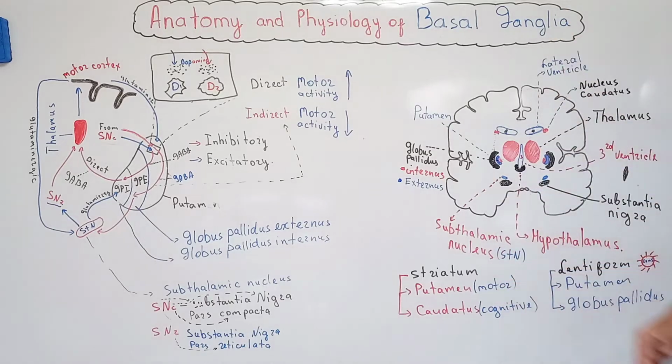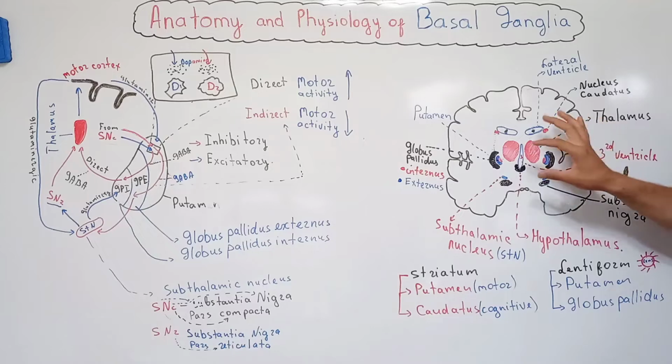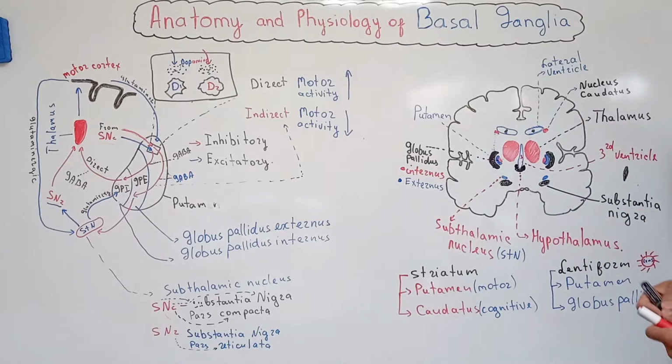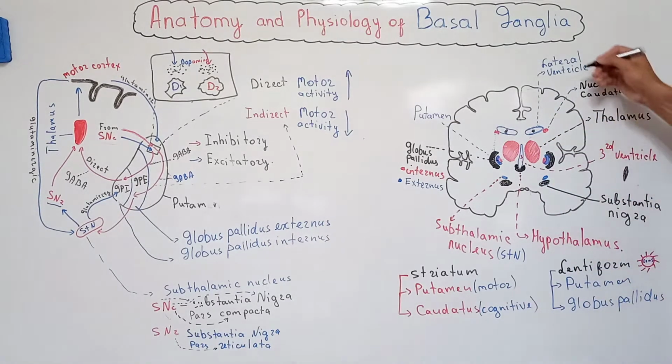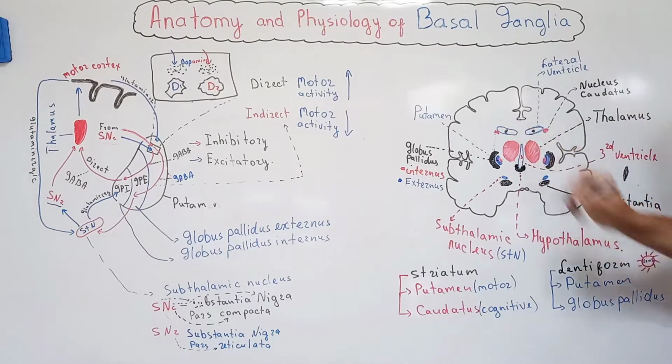That's a gross section of the cerebrum, and the main structures are drawn here for you. First are two types of ventricles. First one is the lateral ventricle, second one is the third ventricle, located here and here respectively.